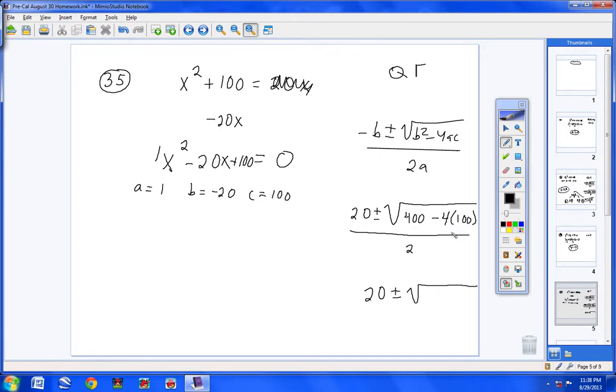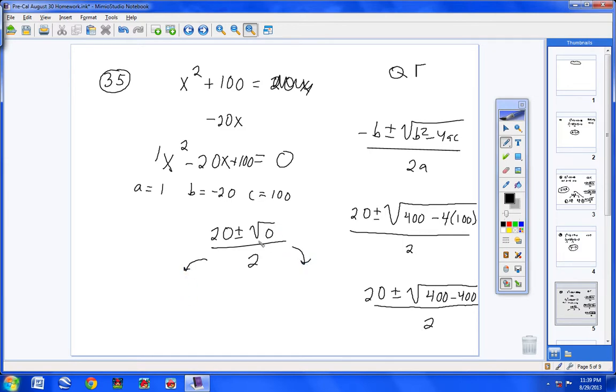Negative 4 times 100 is negative 400, so I have 400 minus 400 all over 2. And of course 400 minus 400 is 0. So now I have 20 plus minus the square root of 0 all over 2. Do you see where that 0 came from right there? 400 minus 400. Now, because I have a positive and a negative, I need to write this two different ways. But you're going to see in the end, in this problem here, whenever you have the square root of 0, it's really not going to make any difference. You're going to get the same answer out, and you'll see that in a second.